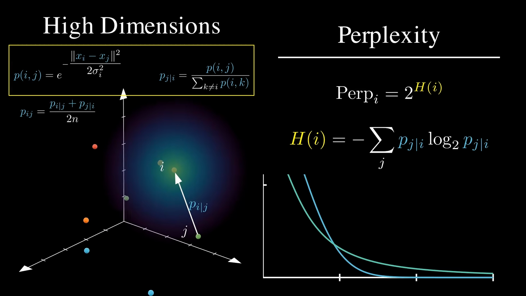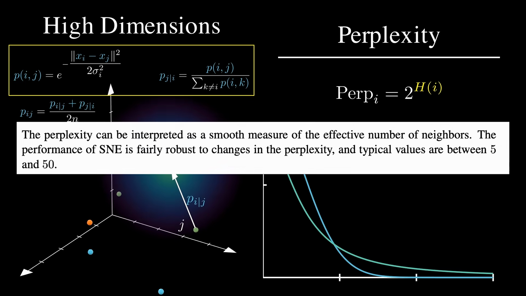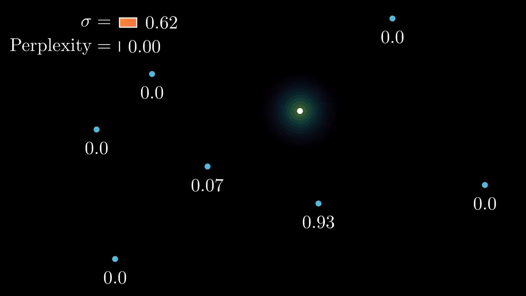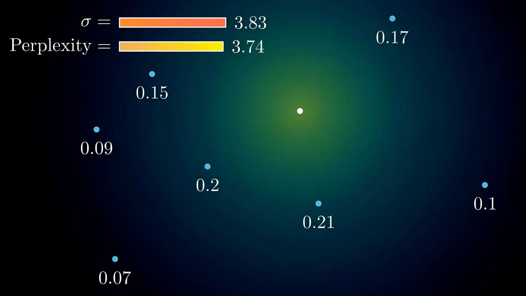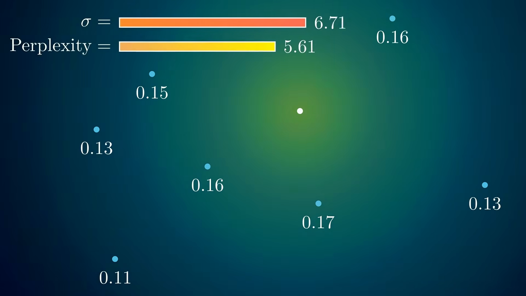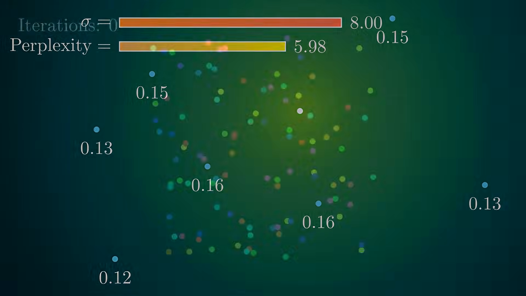According to the paper, the perplexity can be interpreted as a smooth measure of the effective number of neighbors, and you can see that as we increase our variance, our probabilities converge closer to the entropy-maximizing uniform distribution, so perplexity increases accordingly. Let's see how our points move around under tSNE with different perplexities, with the target shape again being a circle.